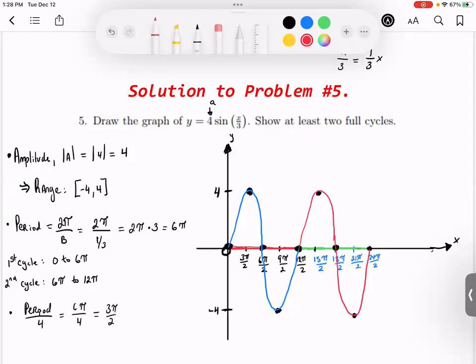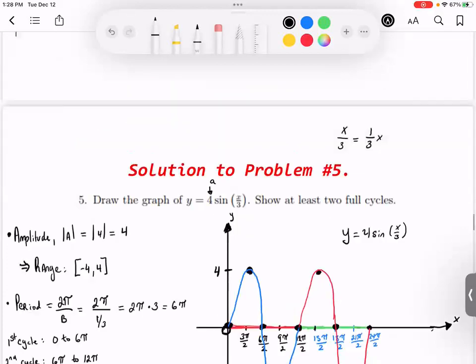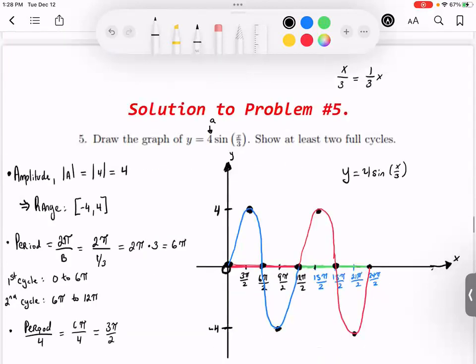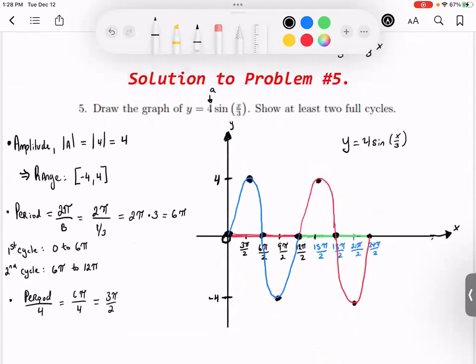And now this would represent the graph of y equals 4 sine of x over 3. Again, know the pattern for the sine function. The 5 key points go as intercept, maximum, intercept, minimum, intercept. For cosine, it's the other way. It's not really the other way. For cosine, it goes as maximum, intercept, minimum, intercept, max. Okay? All right? So that is the solution to problem 5.